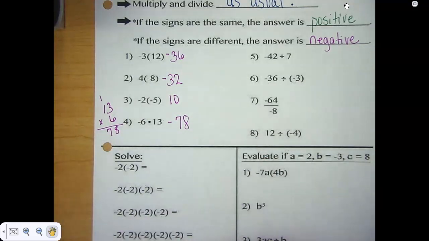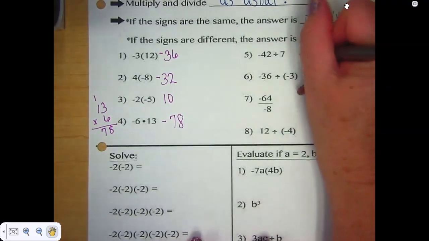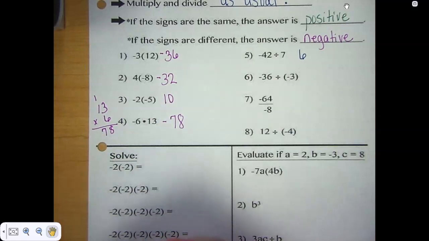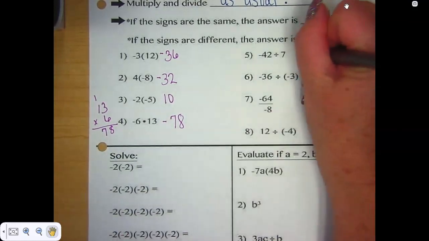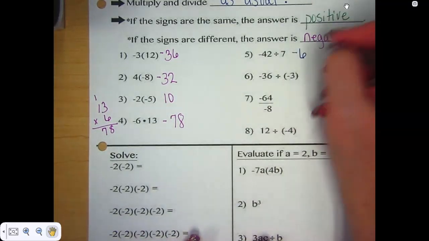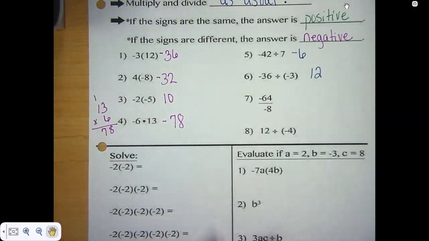All right. Let's look at some division. We're going to divide as usual and then worry about the sign. So 42 divided by 7 is 6. The signs are different. So my quotient, that's the answer to a division problem, is positive or negative? Negative. Very good. Negative 36 divided by negative 3 is 12. The signs are the same, so my quotient is positive.